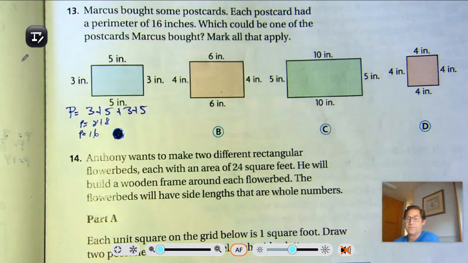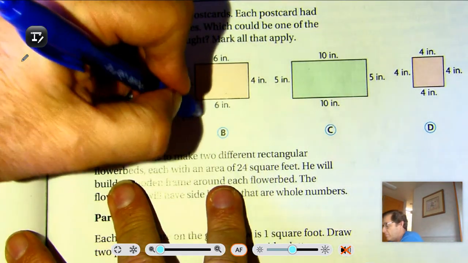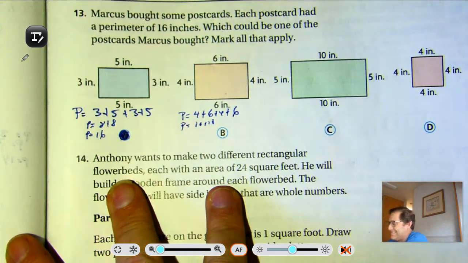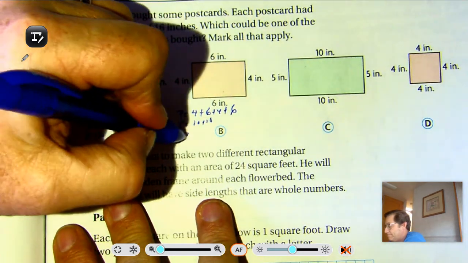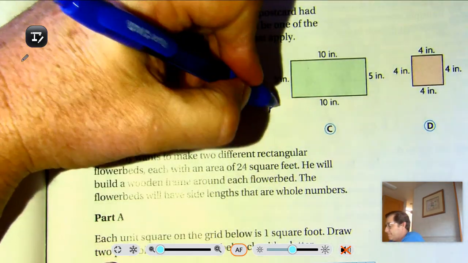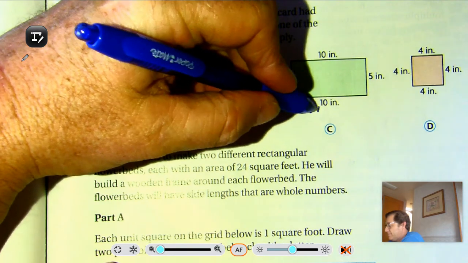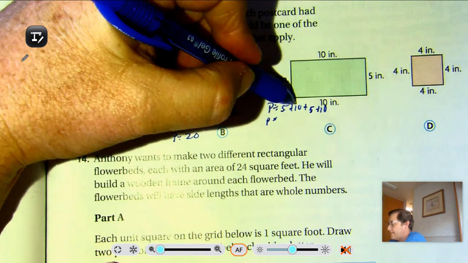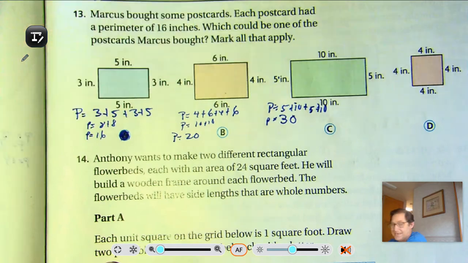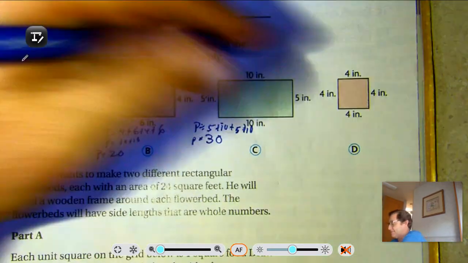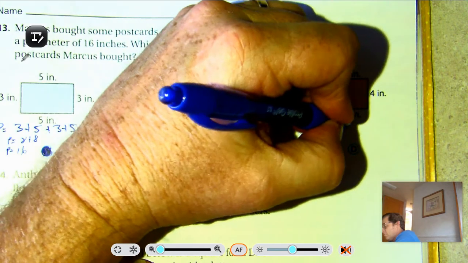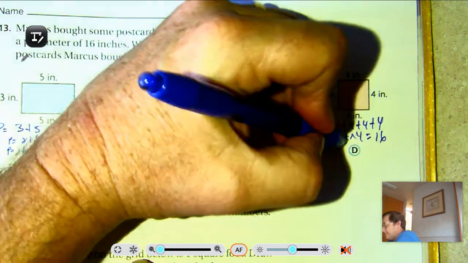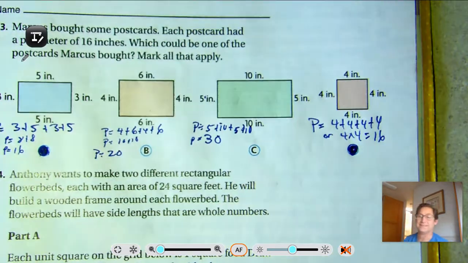Our perimeter is distance around. All we have to do is add up all the sides. 4 plus 6 plus 4 plus 6. 10 plus 10 is not 16. 10 plus 10 is 20. Okay, 5 plus 10 plus 5 plus 10. Well, 2 5s is 10. So 10, 20, 30, which is not 16. All right, and D. 4 plus 4 plus 4 plus 4, or 4 times 4 is 16. So D is also 16 inches.